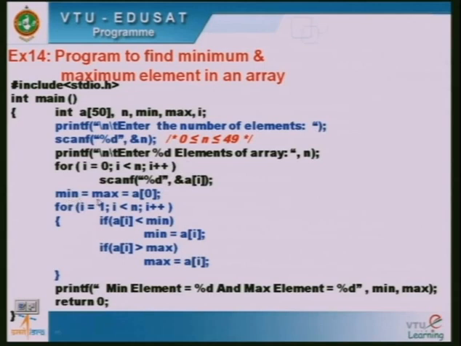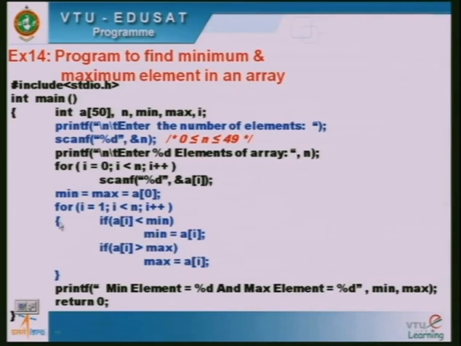Then you assume that min is equal to max is equal to a of 0 there. Then for I is equal to 1 to n minus 1, you have to check all the conditions there. If a of I is lesser than the min value, min is equal to a of I. Similarly, if a of I is greater than the max value, then max is equal to a of I. Until all the elements of the array are compared, you cannot conclude which is the minimum and which is the maximum value.